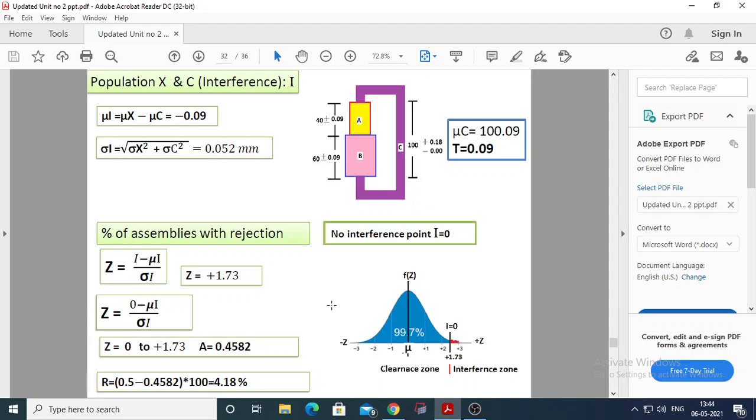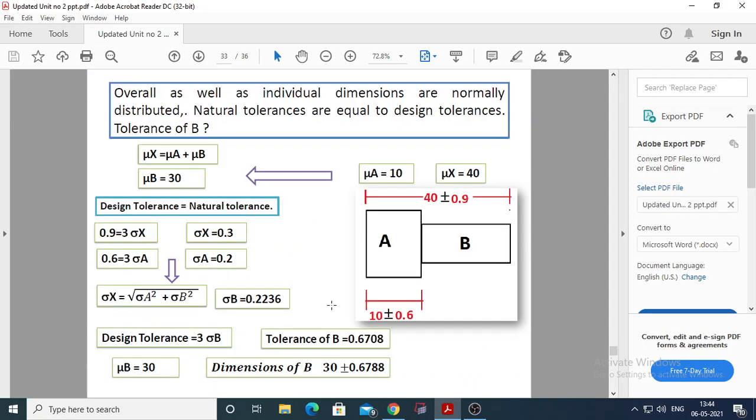Then in a similar way we'll see the next numerical. Here two components are given, we'll see the details. Overall as well as individual dimensions are normally distributed. Natural tolerances are equal to the design tolerances. Again this condition is given, natural tolerances are equal to design tolerances. Then we want to calculate the tolerance of B, the dimension of the B component.